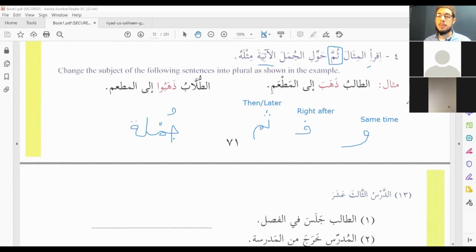So here's the example. Mithal. At-talibu. What type of... this is good. They're smart, MashaAllah. The author of this book has left no stone unturned.